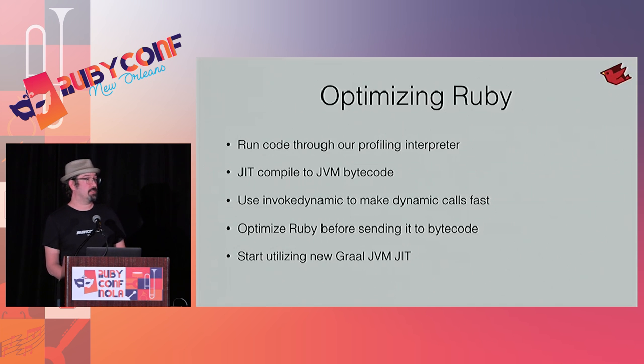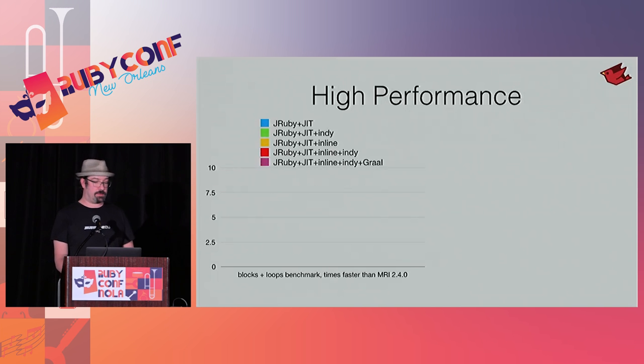We're also starting to utilize a new JIT that's available for the JVM. It's a pure Java JIT called Graal. I've got some numbers here to show how that's working. So let's talk performance on a couple little benchmarks here. So this is a benchmark, basically just a bunch of blocks and loops, sort of like you would implement an array each if you were going to do it in pure Ruby. That's essentially what this is benchmarking. So you can see with JRuby and JIT, this is how much faster we are than Ruby 2.4. Without doing any tricks, the JVM has a little bit of trouble seeing through these blocks and optimizing them.